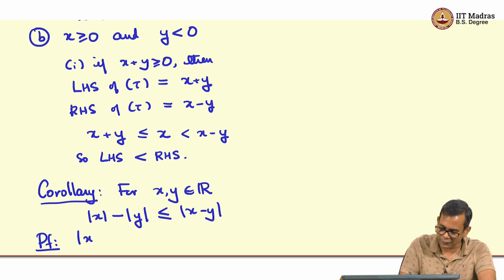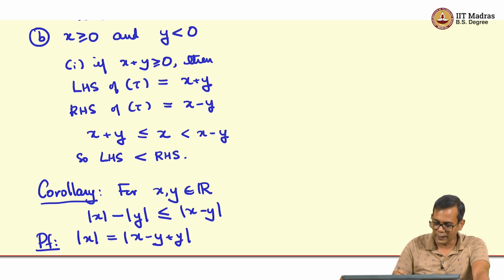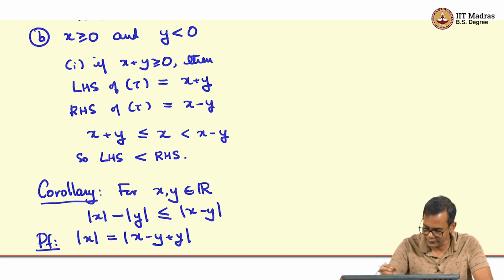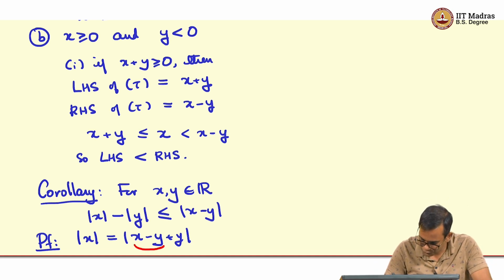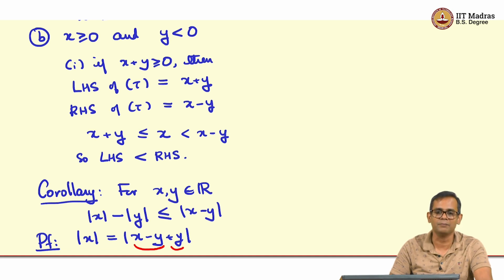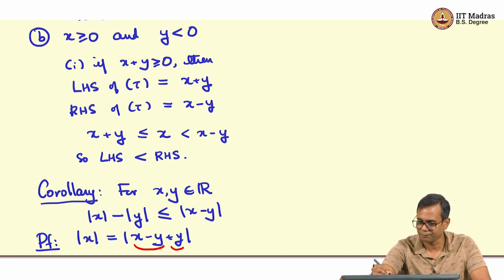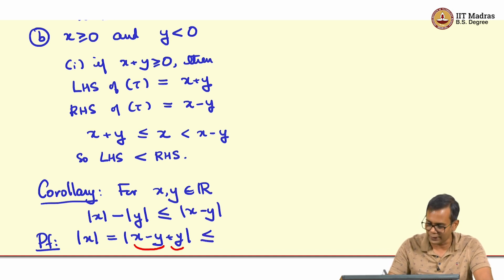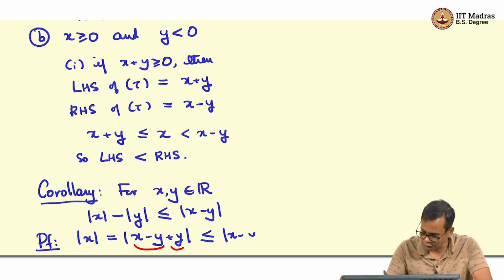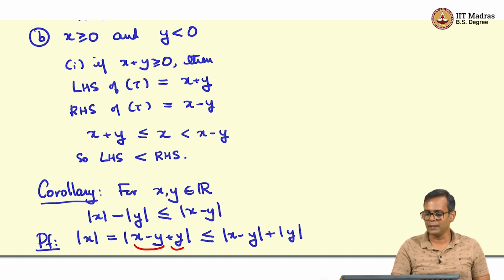The absolute value of x, well, I can write x in a fancy way as x minus y plus y, right. And now I can apply the triangle inequality to the first number as x minus y and the second number as y. So, this is less than or equal to, by the usual triangle inequality, absolute value of x minus y plus absolute value of y, and then bringing this absolute value of y over to the left hand side, you will get this version of the triangle inequality.